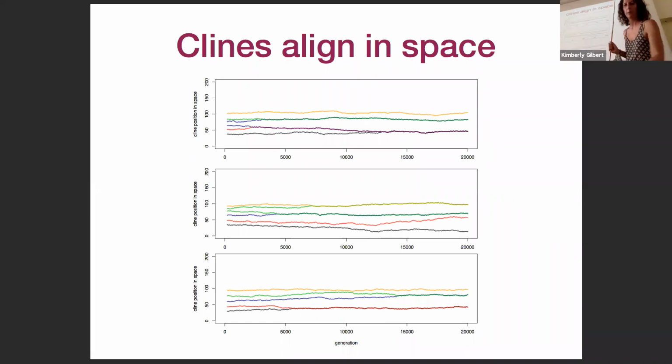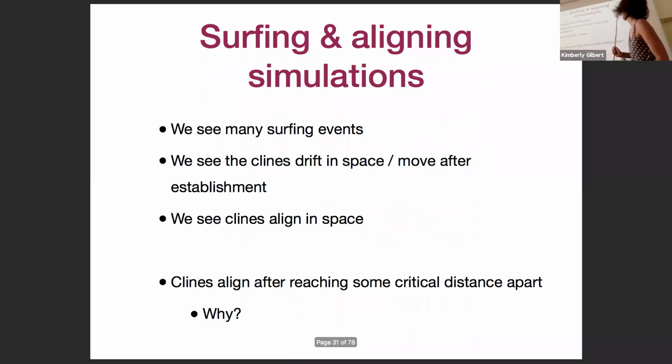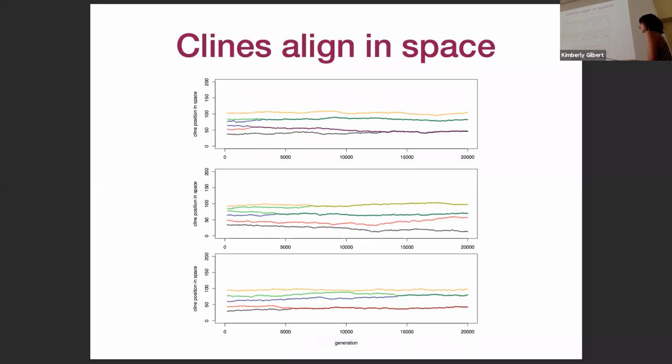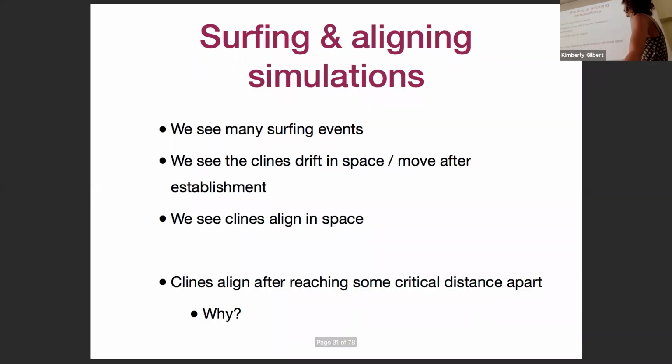Okay, to sum that up, we do see surfing events, that they move after they establish, and that these clines align in space, and it only seems to happen after they reach some critical distance apart. They were drifting around for the majority of that time before, and even after they're aligned, they're really just bumping around in space. There's no pressure pushing them one way or the other until they seem to get close, and then there's something keeping them together and not letting them move apart. So why is that the case?